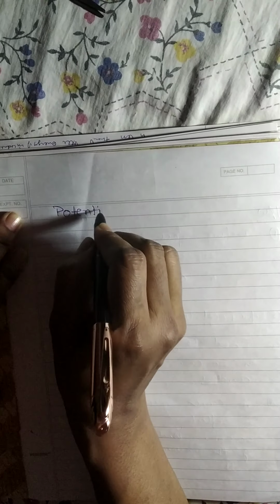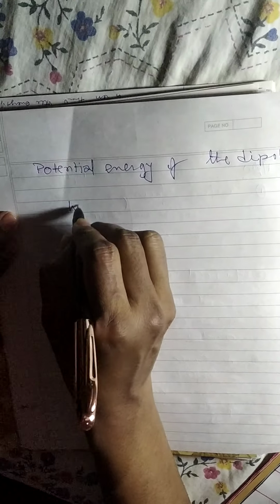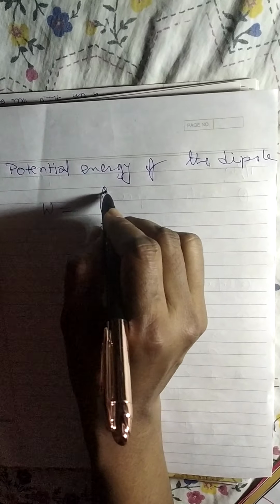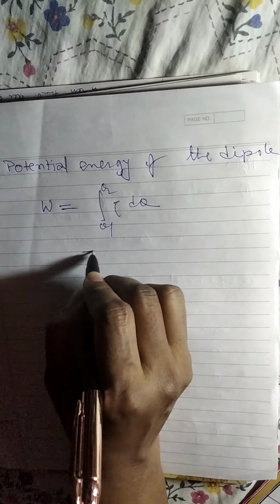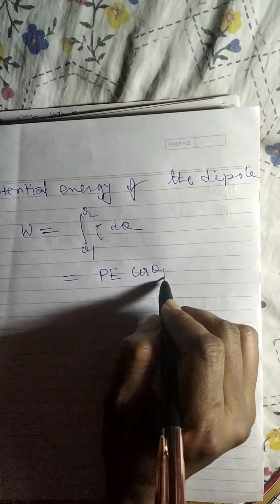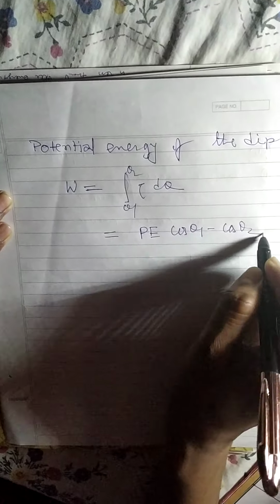So, potential energy of the dipole. See, work done on the dipole is also potential energy, which we have to calculate. This is the integral from theta 1 to theta 2 of tau d theta, and this comes to P E times cos theta 1 minus cos theta 2.